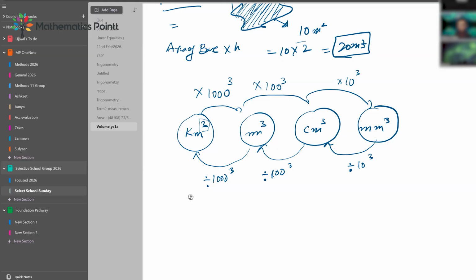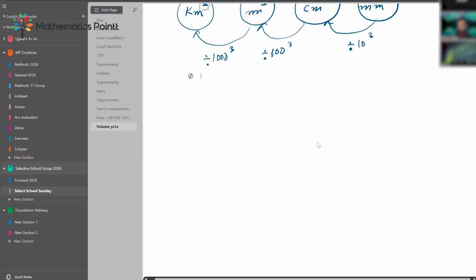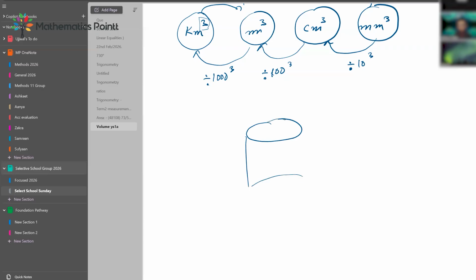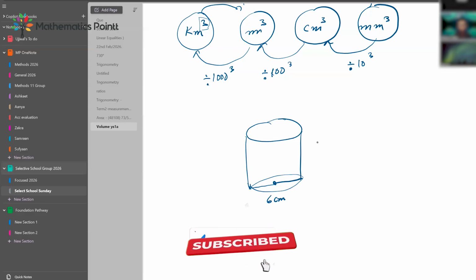Now, if I were to quickly ask you to find me the volume of this cylinder, the diameter of this cylinder is 6 centimeters and the height is 5 centimeters. Can you quickly calculate the volume of this cylinder for me now?